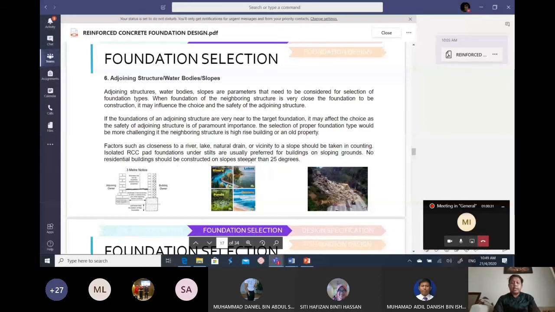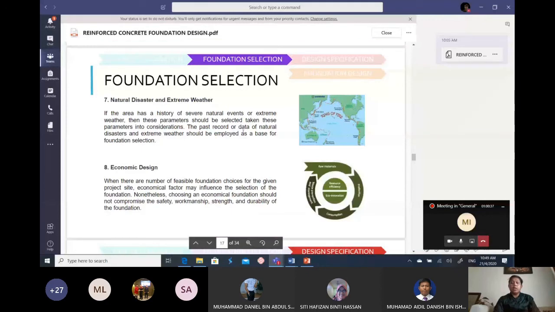Next is natural disaster. Either it is located at a natural disaster area or not. We have to know whether it is in extreme weather, for example 24 hours at an icy area or a desert area. So we have to consider all those conditions. Then is economical design, in terms of safety, workmanship, strength, and durability of the foundation. This economical factor is the most important that we have to know, so that the structure we are going to construct is really economical for the long term.